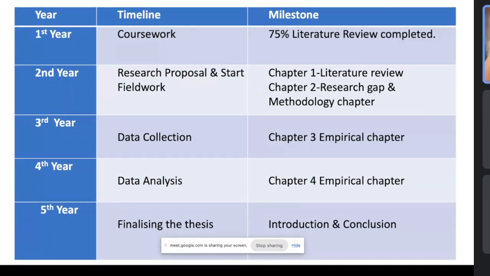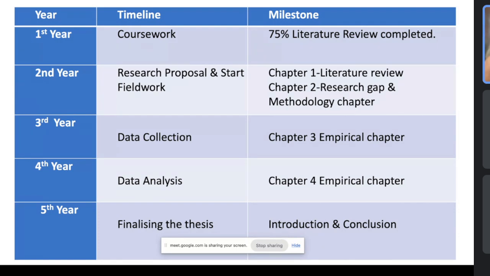Now, this might look a little daunting, right? But let's break this up year by year and take a look at it and see where you are, and each one of you can plot where you are in this journey. You don't have to plot this year wise, you can plot it milestone wise. So in the first year, in most PhD programs in India, we would have a coursework. Usually this coursework would be of 2 semesters.